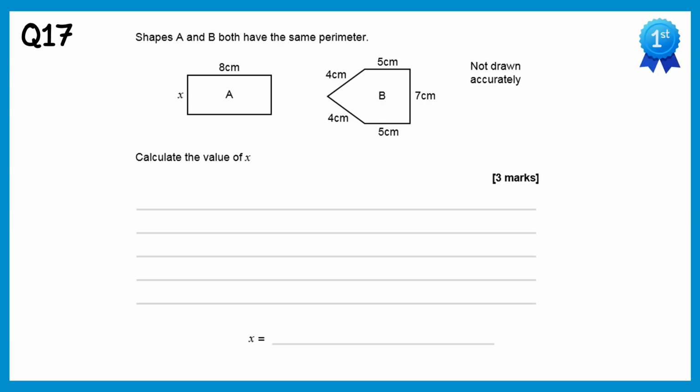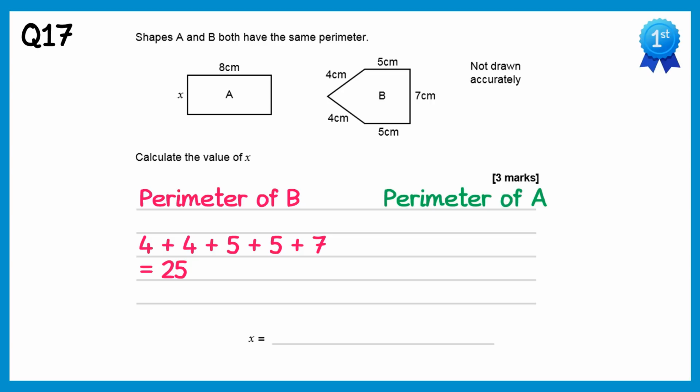For this question, I'd start by working out the perimeter of B. So add up all of the sides. So 4 add 4 add 5 add 5 add 7, which gives you 25. Now we know this is the same as the perimeter A because we're told in the question. So perimeter A is what we'll try next. Now A has 4 sides and we can only see 2 of them. But the top side must be same as the bottom side, so that's 8, and the one on the left must be the same as the one on the right, so that's x.